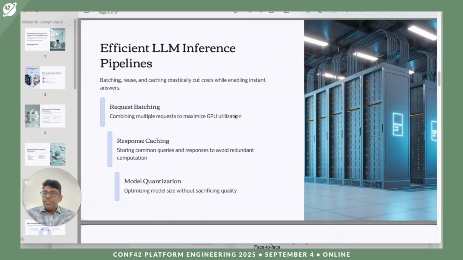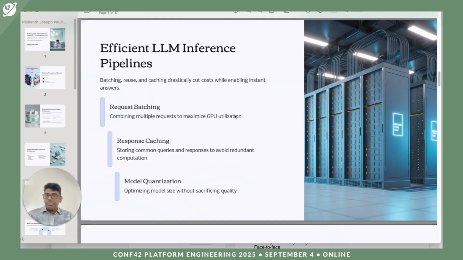Efficient LLM inference pipelines. Here we are talking about techniques like batching, reuse, and caching. They help us cut cost drastically while enabling instant answers. Request batching means combining multiple requests to maximize GPU utilization. We have lots of GPU resources, but they are costly. We have to use them very wisely.